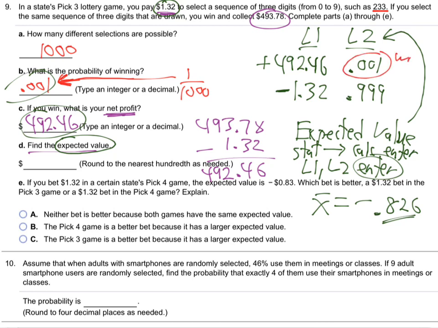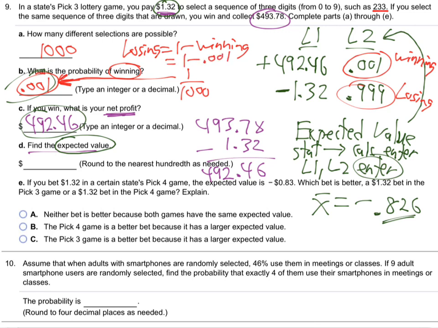This is the chance of winning, and this is the chance of losing. Right over here we said, what's the probability of winning? 0.001, 1 in 1,000. And so the chance of losing is 1 minus the chance of winning. It's like rain or no rain, win or lose. You just got to take 1 minus. So the chance of losing is 1 minus 0.001, which is 0.999. That's how I got this right here.